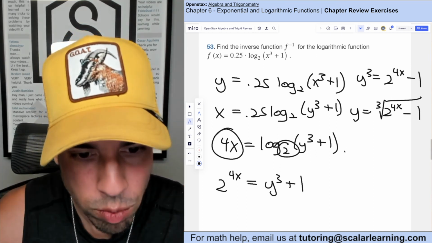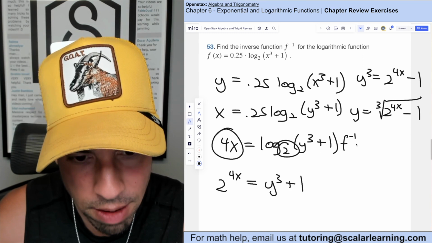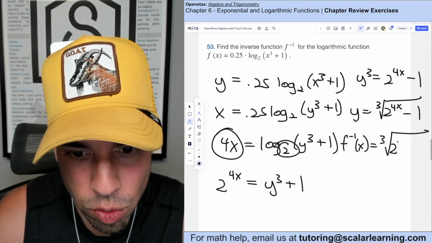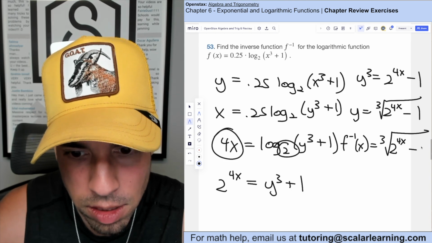And then finally, we're going to rewrite this with that nice function notation, f inverse of x equals the cubic root of 2 to the 4x minus 1.